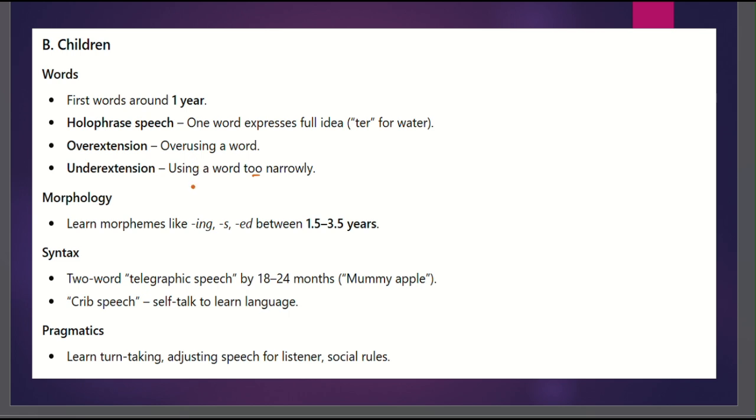Children learn morphemes like ing, s, and ed between 1.5 and 3.5 years. They use two-word telegraphic speech at around 2 years. They also use crib speech to practice language. Pragmatics improves slowly. Children learn turn-taking, adjusting speech to listeners, and social rules of language.